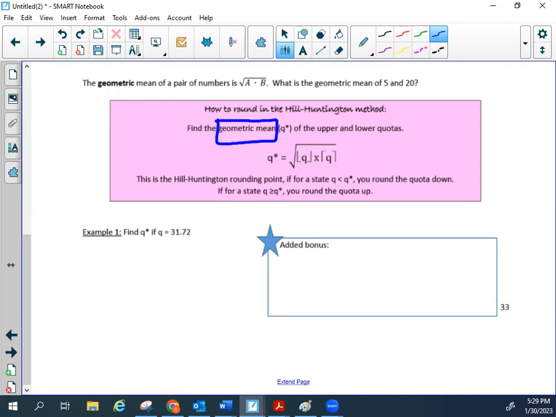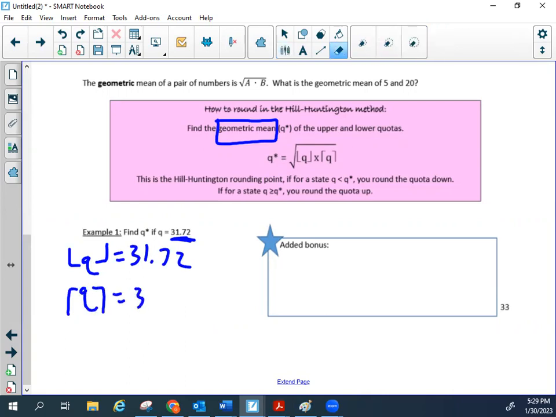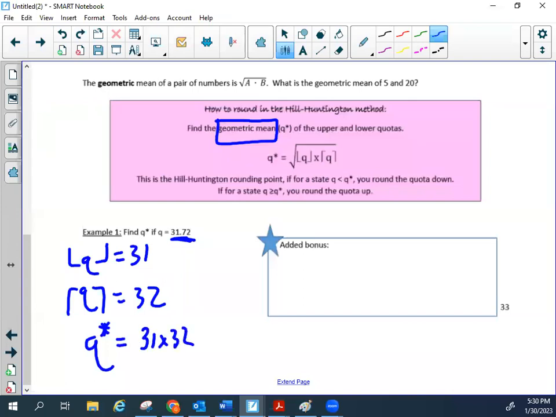So for this method of rounding, the Hill-Huntington method, the first thing we need to do, when we find our quotas, is this: if I give you a quota of 31.72, we need to get the geometric mean of the lower quota and the upper quota. The lower quota is when we round down, that's 31. The upper quota, when we round up, is 32. So the geometric mean, which we'll represent by Q star, is when we take 31, multiply it by 32, and then square root that number, which comes out to 31.496.